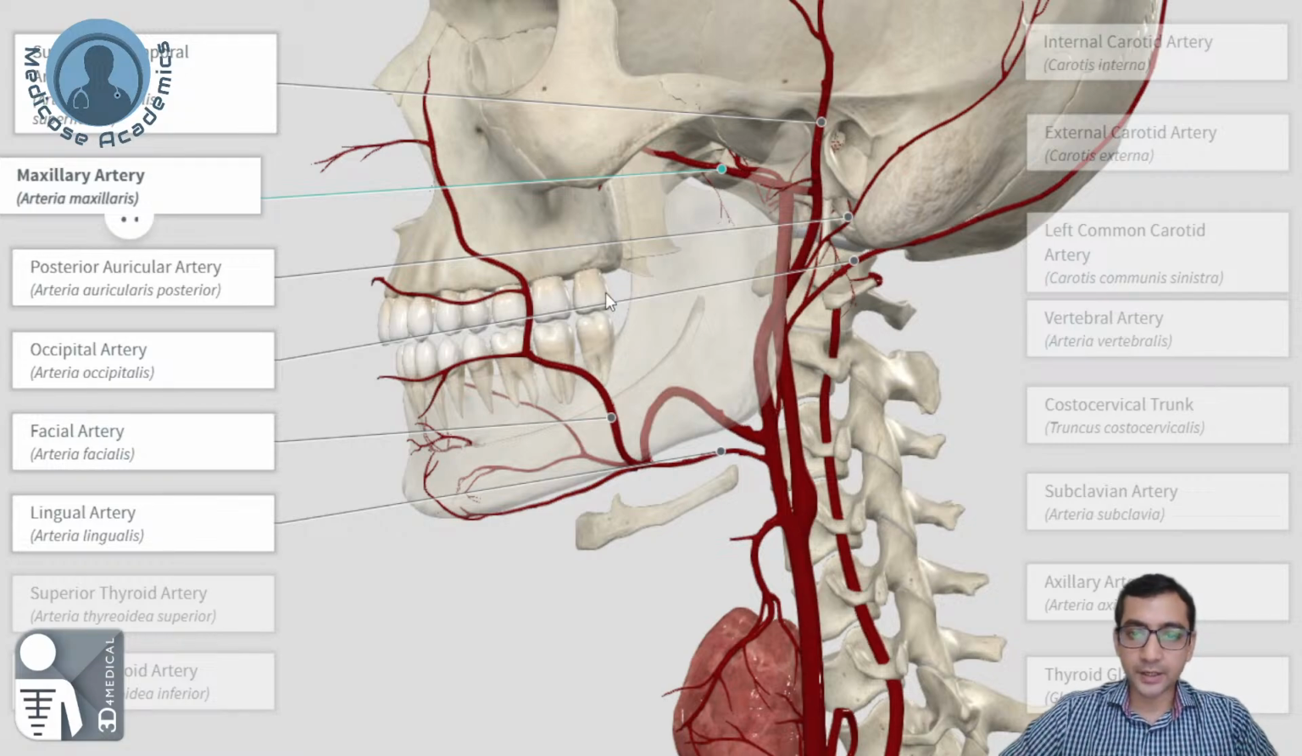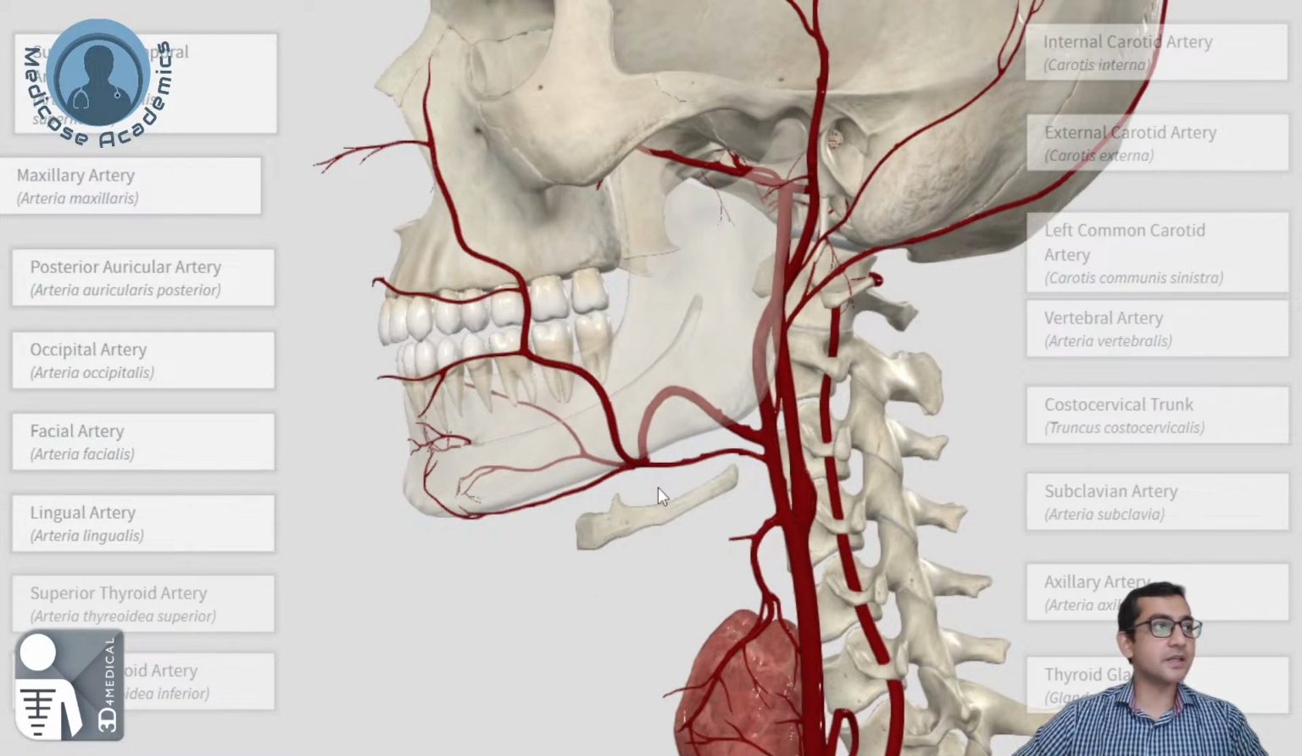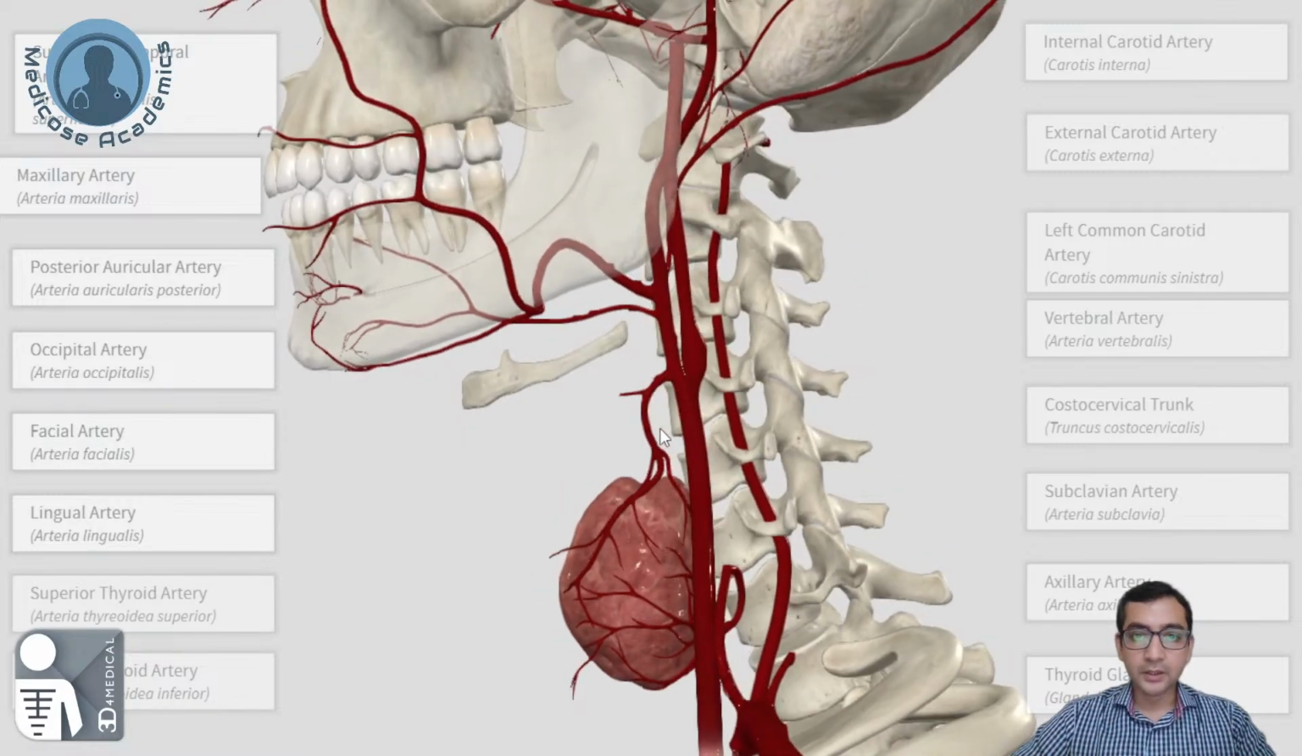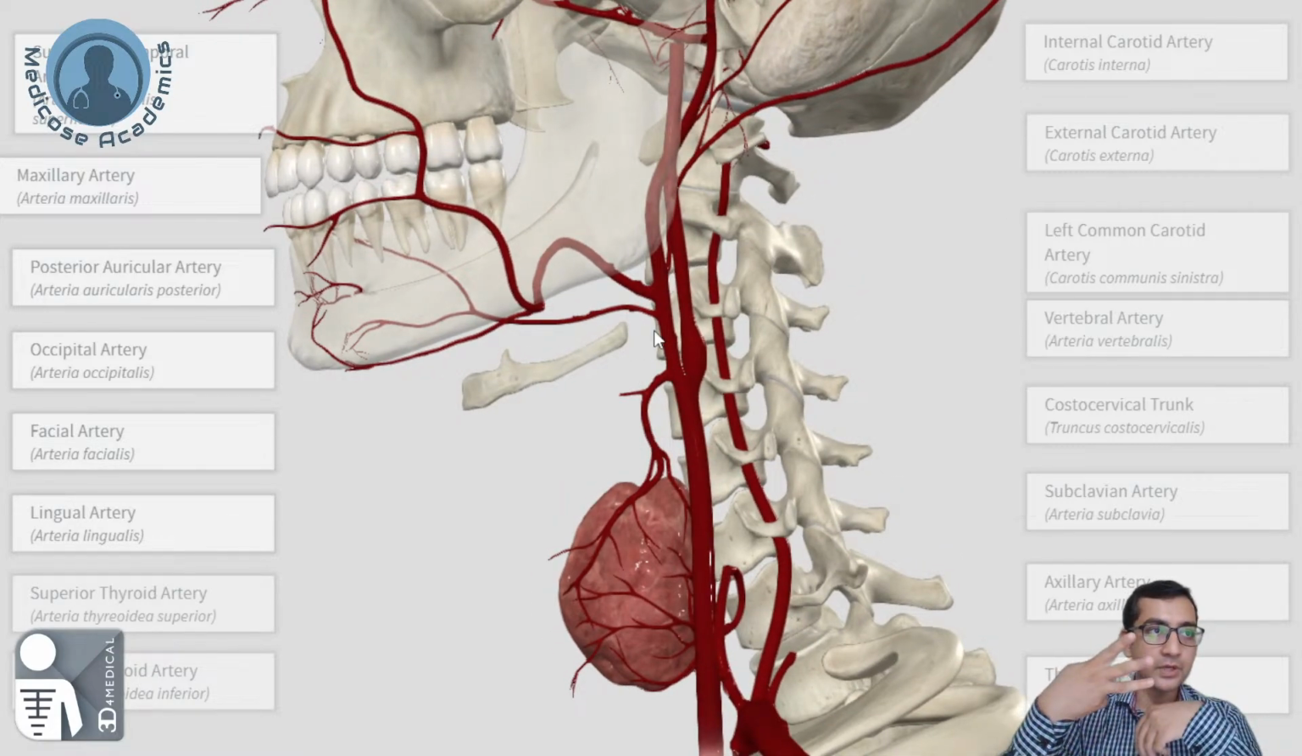Let's discuss the 3 arteries that are originating from the anterior aspect. If we are looking from this view, you can see right here, here and here, there are 3 branches coming from the anterior aspect of the external carotid artery, and you can see they're diverging like this. One is going down, one is going up, and one is going almost horizontally.